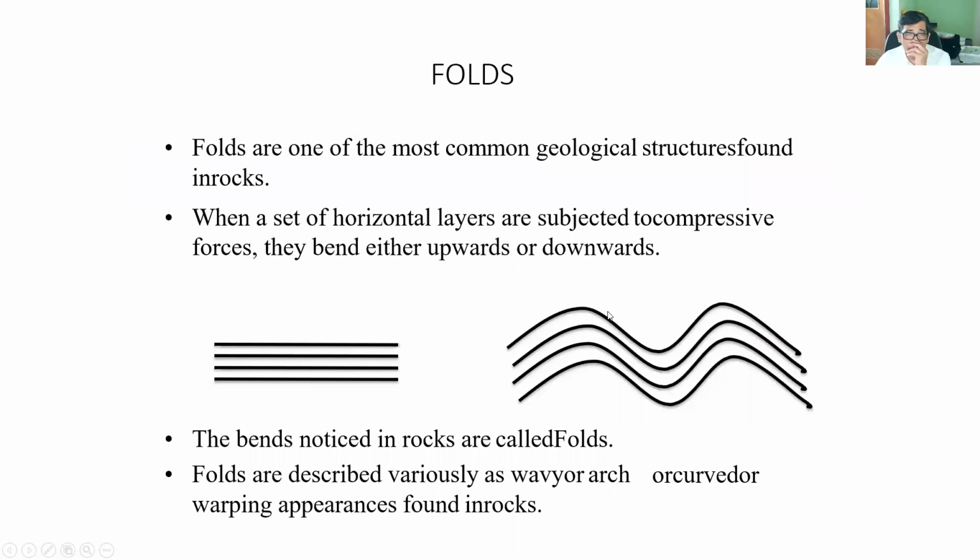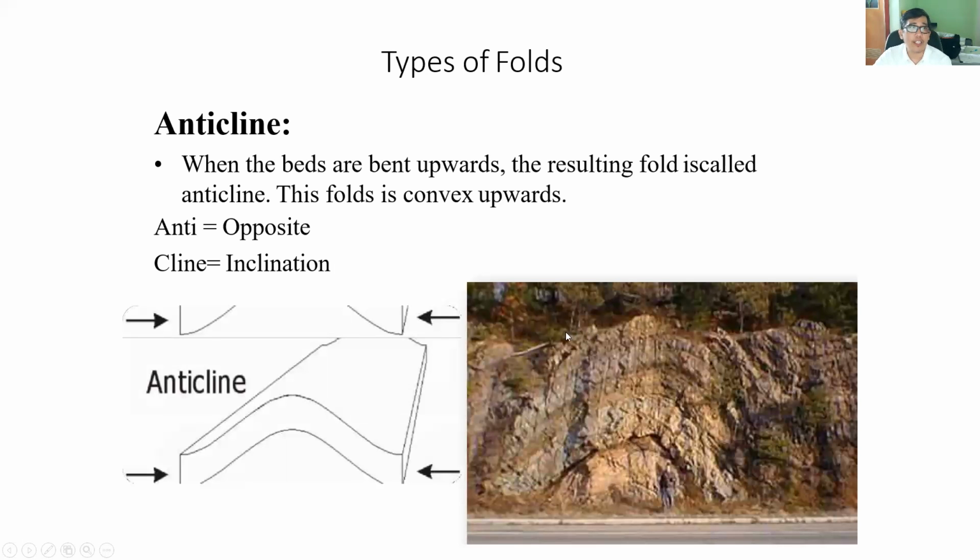So in formation of the soil, we also have what we call the folds. Folds are one of the most common geological structures found in rocks. When a set of horizontal layers are subjected to compressive forces, they bend either upward or downward. The bends noticed in rocks are called folds. Folds are described variously as wavy, arc, curved or warping in appearance found on rock. So these are samples of folds on rocks.